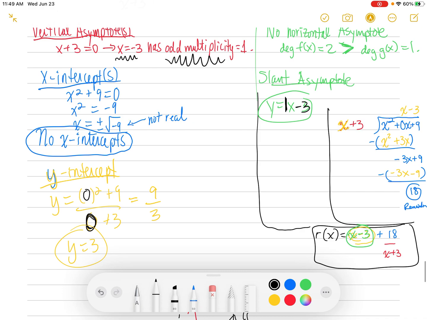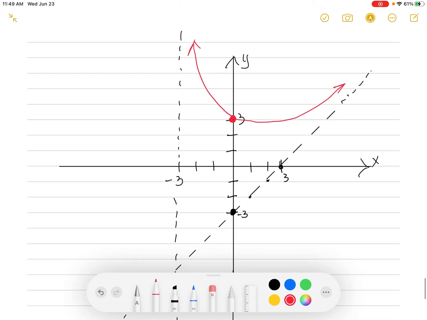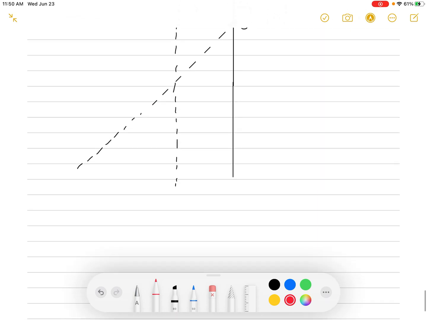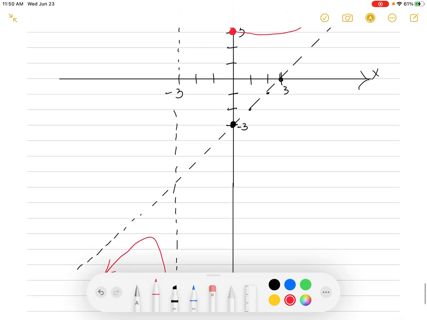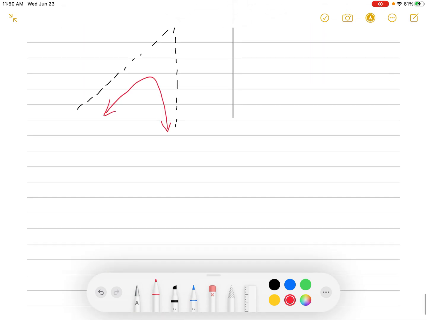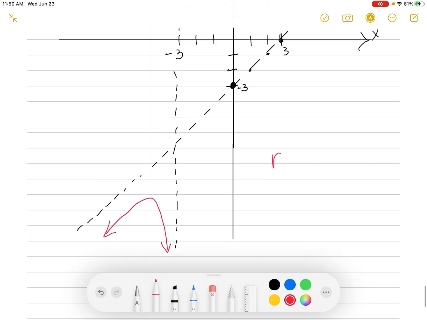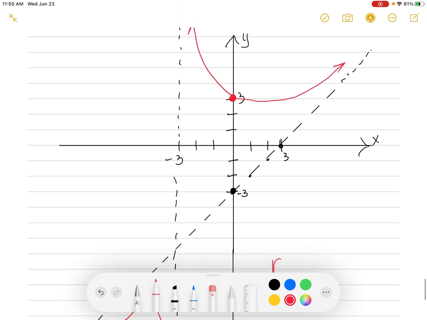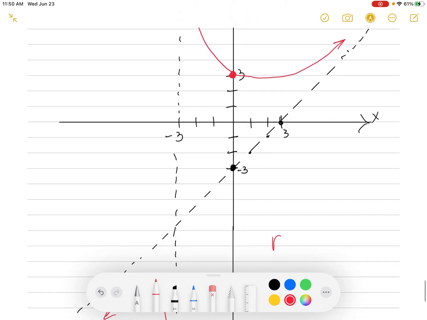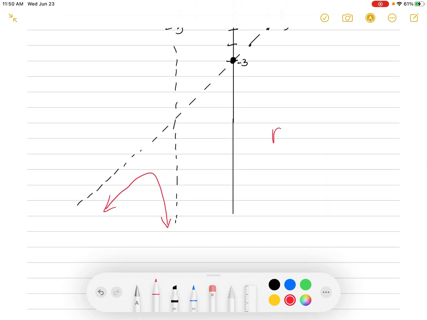Well, let's see what's going on about the vertical asymptote -3. The vertical asymptote at -3 has an odd multiplicity. So that means the orientation is opposite. So on the right side of -3, we're going up. On the left side of -3, we have to be going down like that. We have to be approaching it. So it's going to do something like this. Something to that effect. All right, so there's your function, R. You can't see this all on the same page.